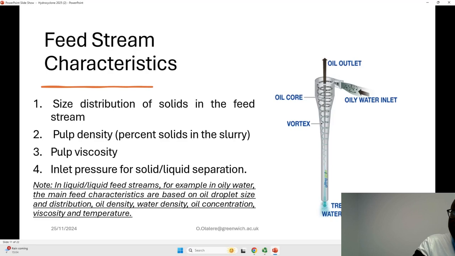And the next one is the pulp viscosity. Pulp viscosity is just the general viscosity, right? And the last one is the inlet pressure for solid-liquid separation. So all these four are the characteristics of the feed stream that affect or impact the performance of our hydrocyclone. And those are the design parameters you need to take into consideration.